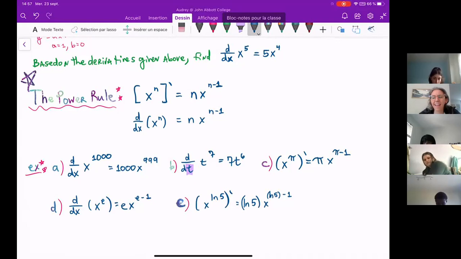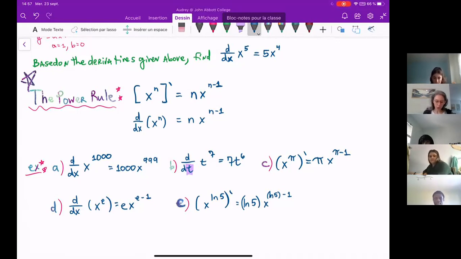Who remembers what ln means? It's the natural log. What's the base of the natural log? You got it, Kenzo, e. So it's a log base e. So again, today that's not all that important, but it will become important eventually.